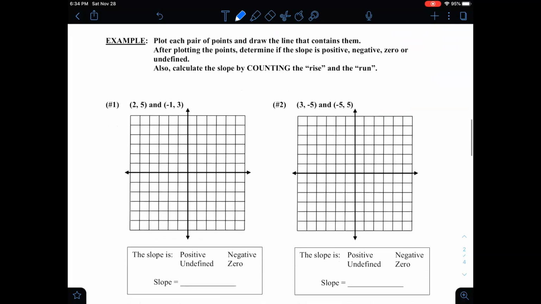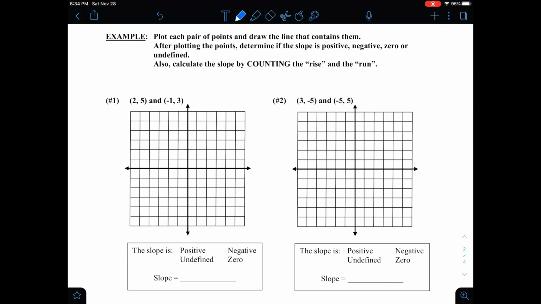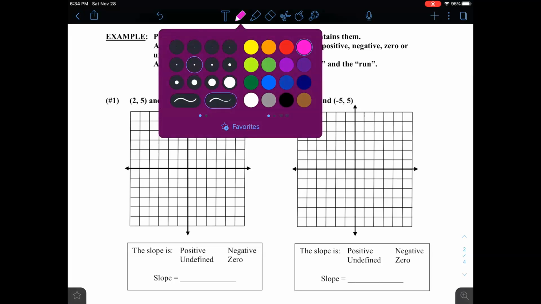Okay, let's go ahead and do this here. We have: plot each pair of points and draw the line that contains them. After plotting the points, determine if the slope is positive, negative, 0, or undefined. And also calculate the slope by counting the rise and the run. Okay.